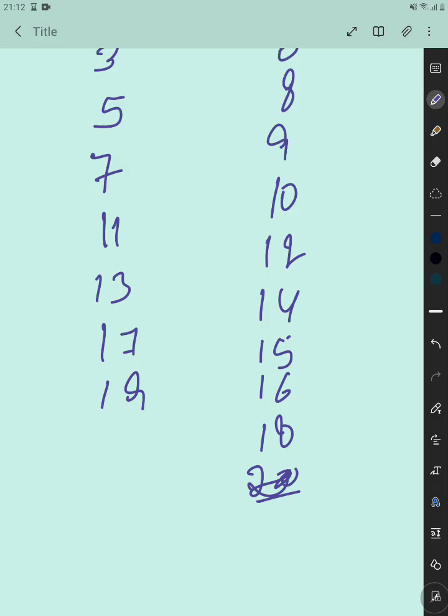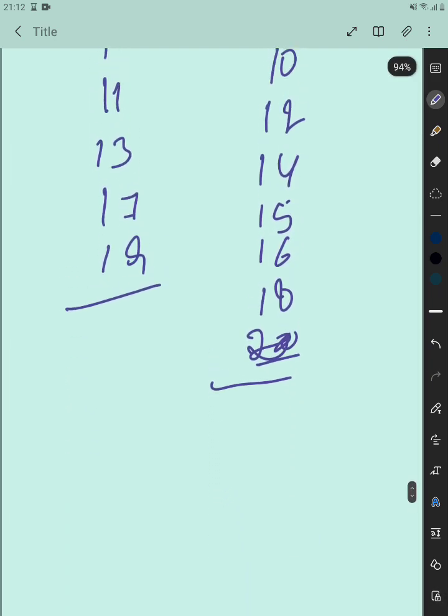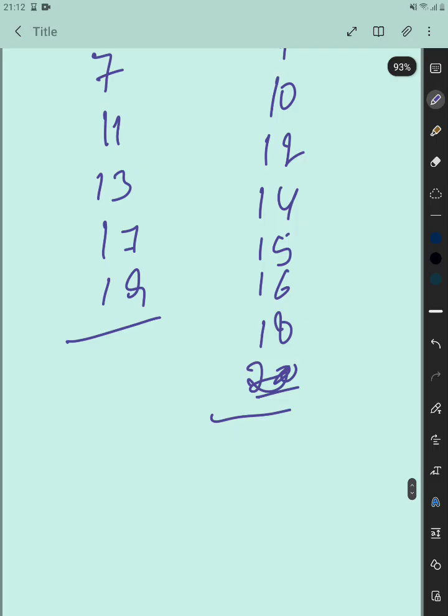So these are the prime numbers and composite numbers. This is question number 4. Acha, it's not up to 20, it is less than 20, so 20 will not come.